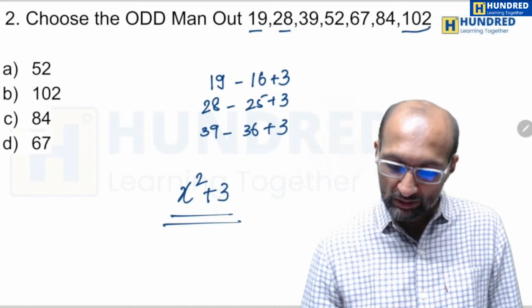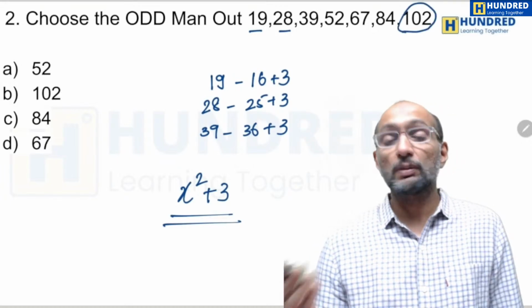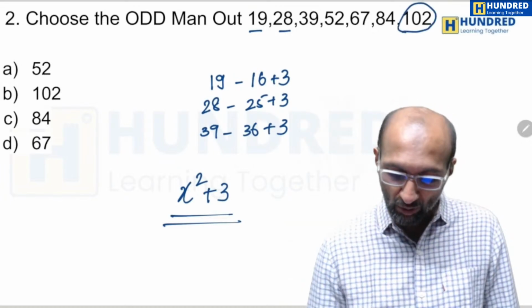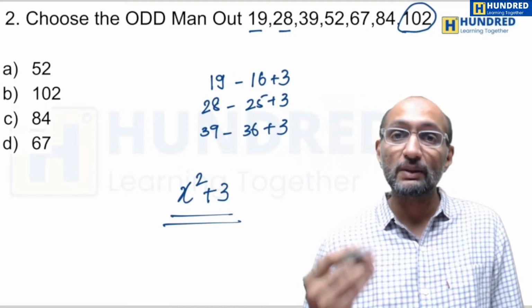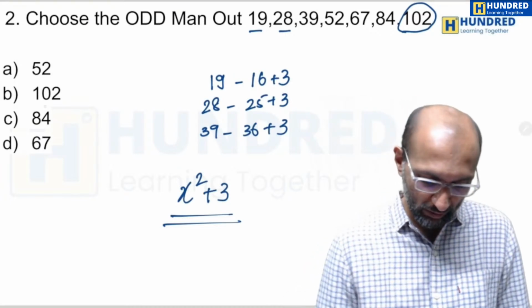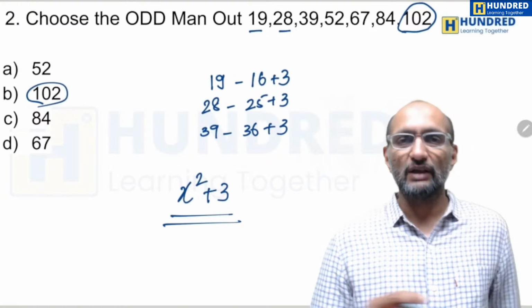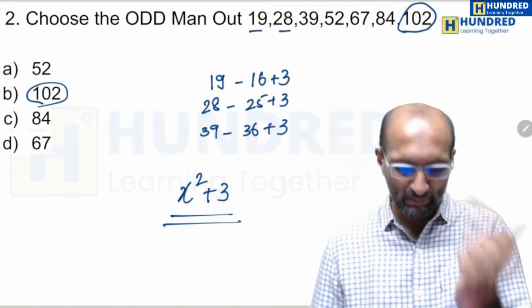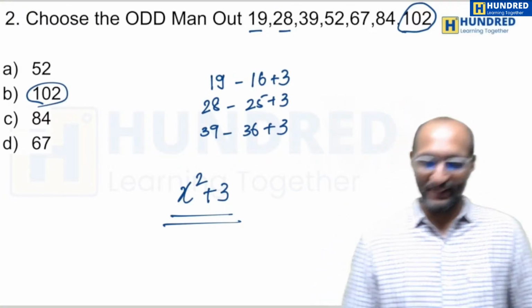But here it says 10 square plus 2. But what is our pattern? x square plus 3. So what is the odd man out? 102. Less than a minute. Okay, come on, let's go ahead.